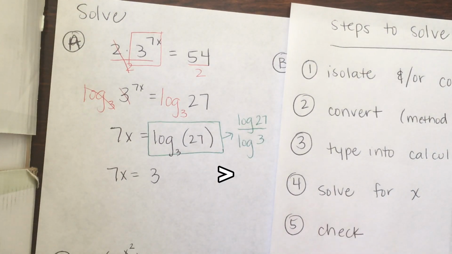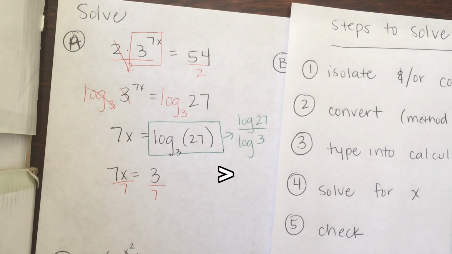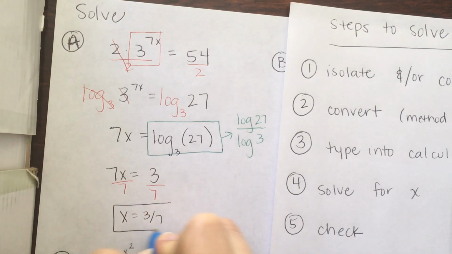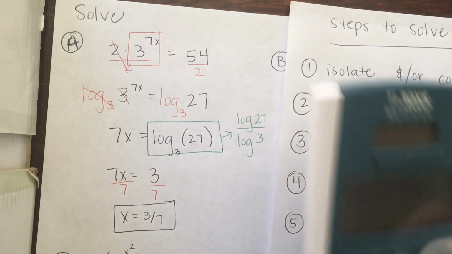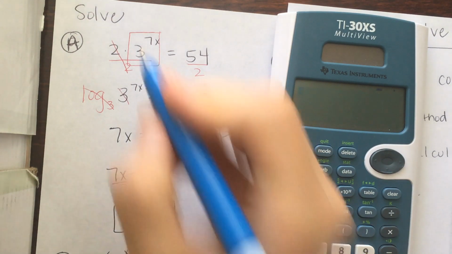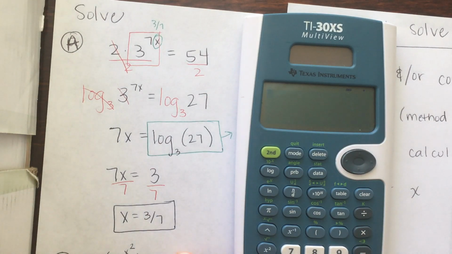Last step, solve for x. I need to divide my 7 over to the other side, and my final answer is x equals 3/7. Now the check step here isn't as important when we start with exponential functions, but it is always a good idea to check your work. So you could check your work by subbing in a 3/7 here for your x, and just make sure you actually get 54.